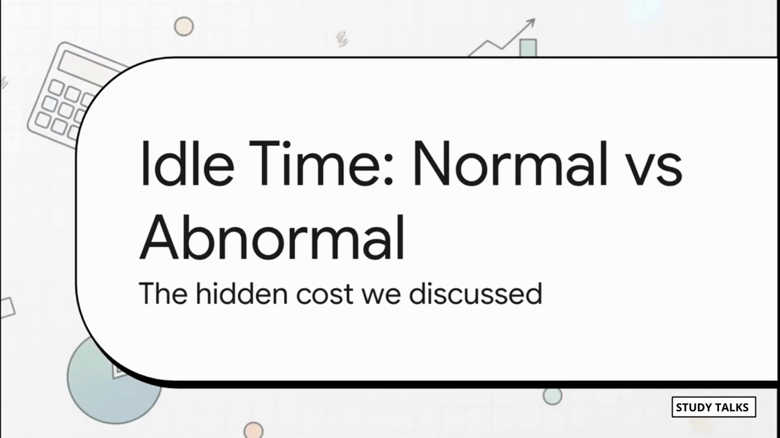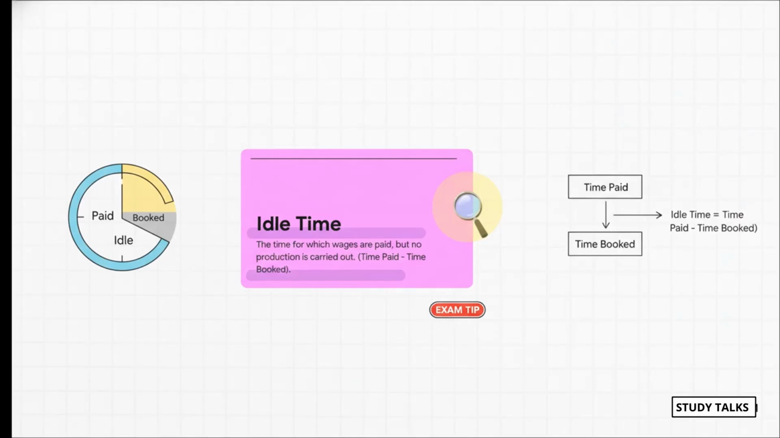And here we are, Section 3. Let's circle back to that question from the start, the one about the 400 unproductive hours. This is where we tackle it. We're talking about idle time, and folks, this is probably one of the most tested and trickiest concepts in this entire chapter. You have to master this. So what is it? In the simplest terms, it's time you pay for but get nothing out of.